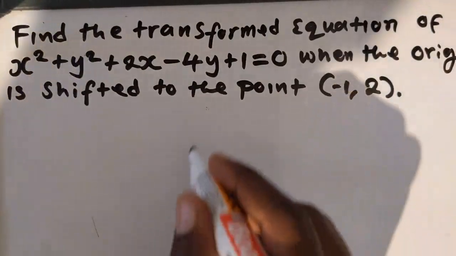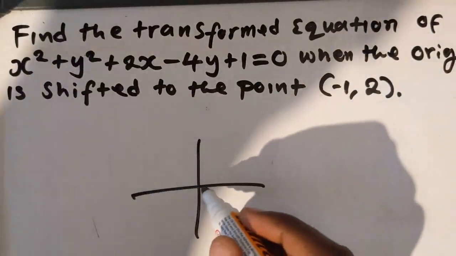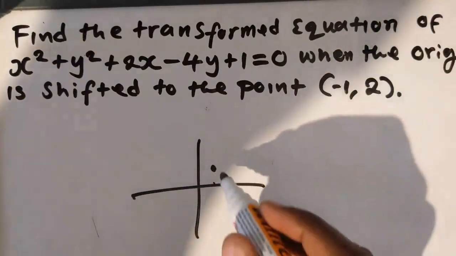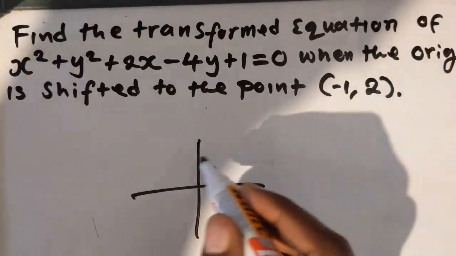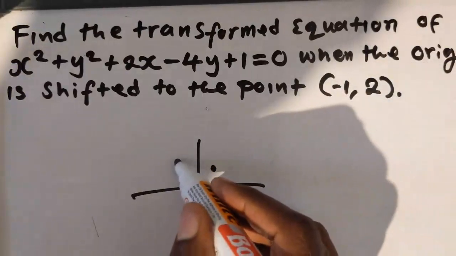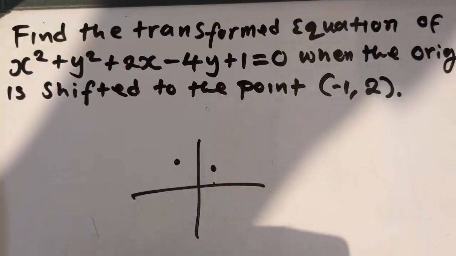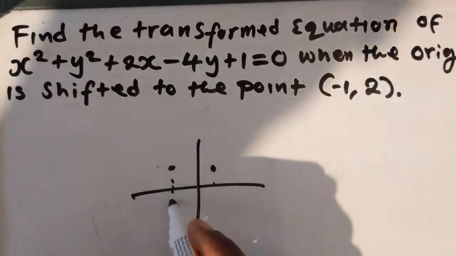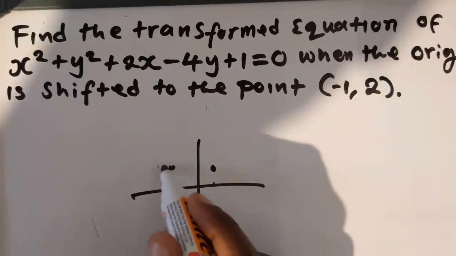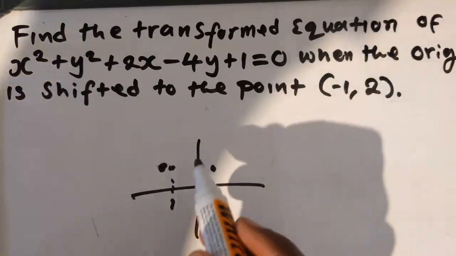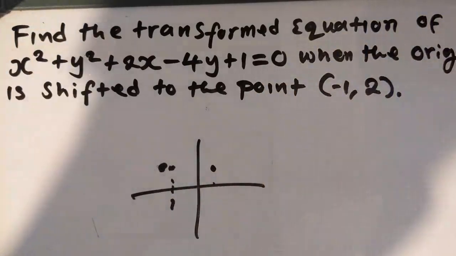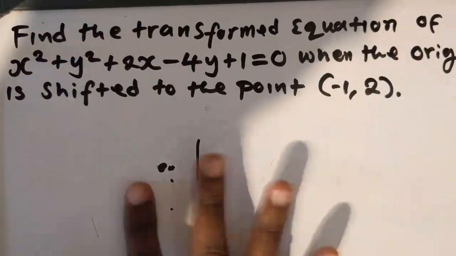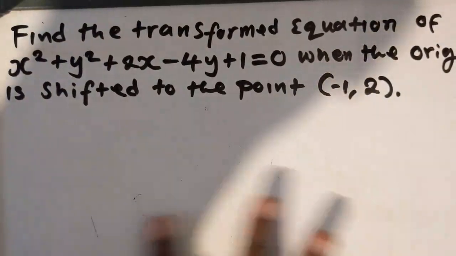All right, what they mean is, let's say the origin was here. Now it has been shifted to a certain point somewhere here, like that. Now this is the negative and the point this. So they want you to find the transformed equation when it has been transformed like that. Okay, so now this is what we are going to do.